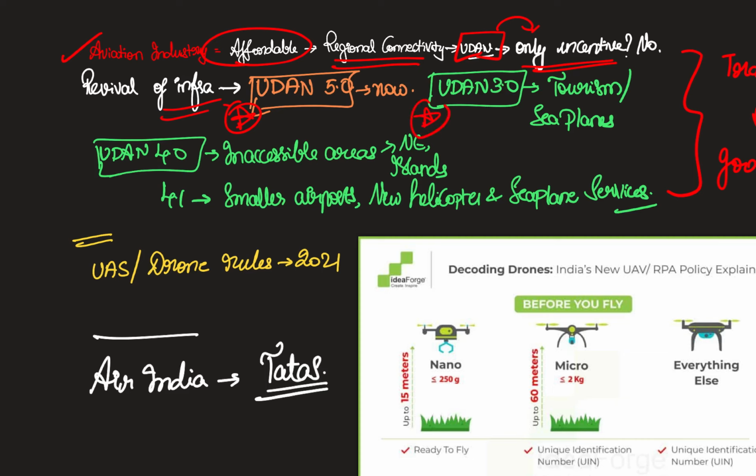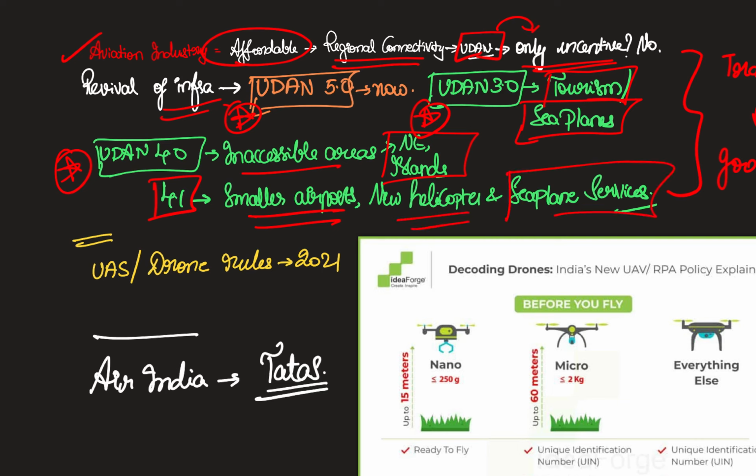And in Udan 3.0, an important aspect is the introduction of even seaplanes and the emphasis on tourist sectors. Just remember these points. And also, what happened in Udan 4.0 is that inaccessible areas like the northeast region and the islands of Lakshadweep were given due importance. And the Udan 4.1 version focused on smaller airports, new helicopter strips, and even seaplane services were further expanded.